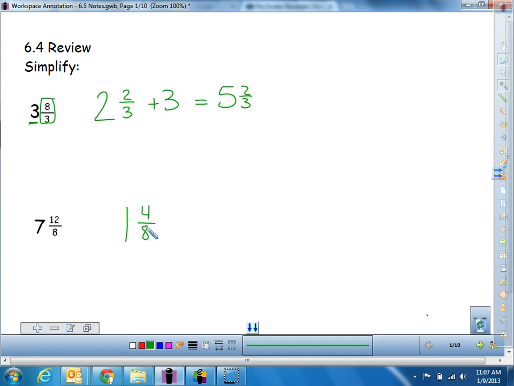Now, I know I can simplify that. 4/8 is the same thing as having 1/2. And then I'm going to add it back to this 7. When I do, my final answer is 8 1/2. So hopefully by now we're comfortable enough with this that we understand how to do this. We're going to be doing the opposite of this a little bit later in our lesson.